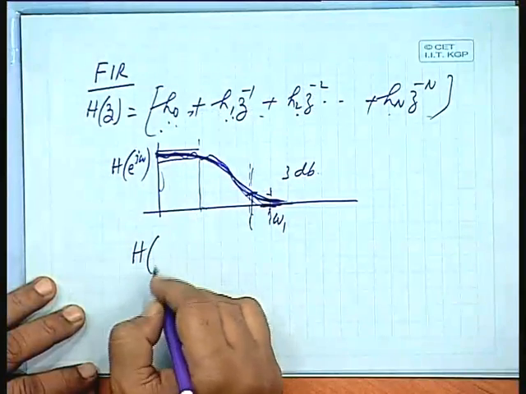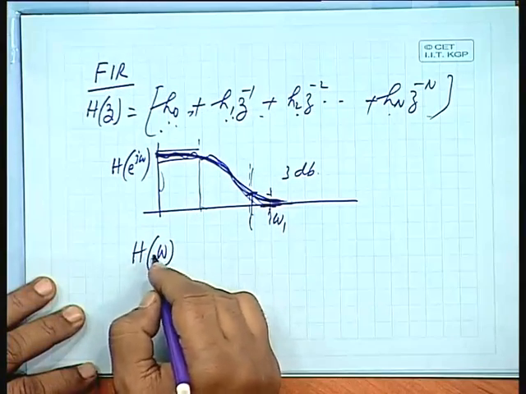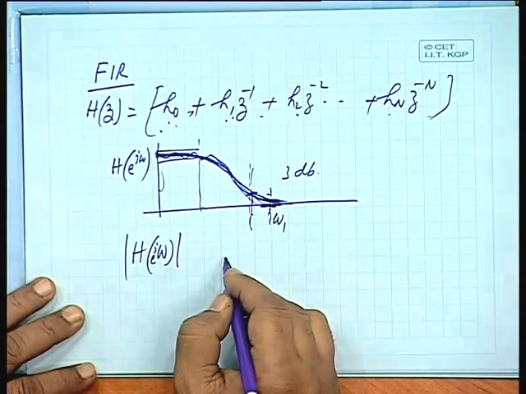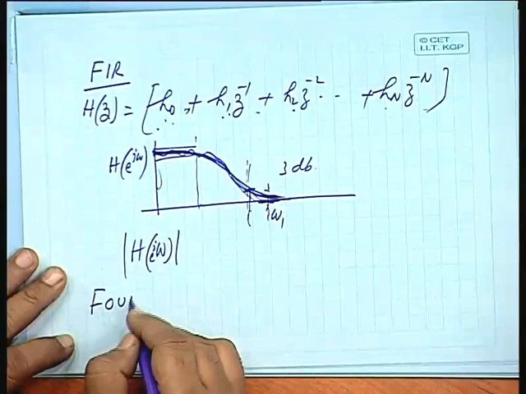There can be various types of specifications. Now, if you know H of e to the power j omega, the magnitude function, if you are asked to design a linear phase filter, then we will take up only the magnitude function first, then try to see how the linear phase can be obtained. There are various approaches. The first one is the Fourier series approach.